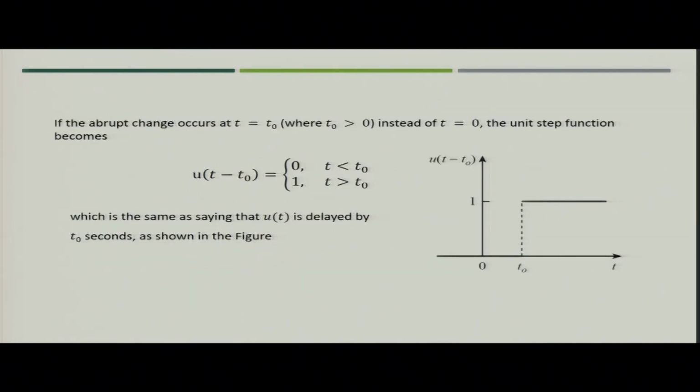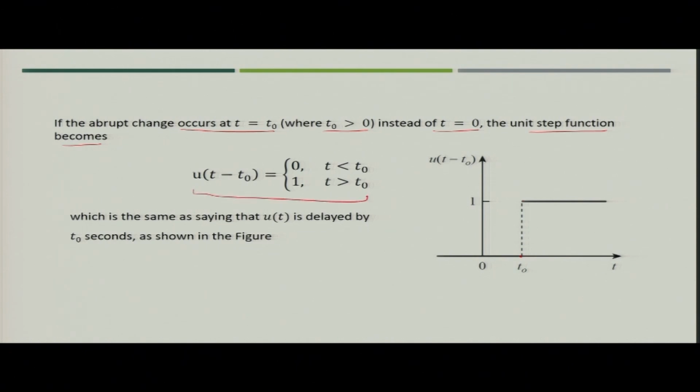Now, if the abrupt change occurs at time t equal to t naught, where t naught is greater than 0, then instead of at t equal to 0, the unit step function will become 1 at time t naught plus. How will the unit step function look in that case? Just up to t naught minus, just before t naught, the value will be 0, and just after t naught you will get the value 1. At t naught it is undefined, so that is why it is shown as a dotted line.